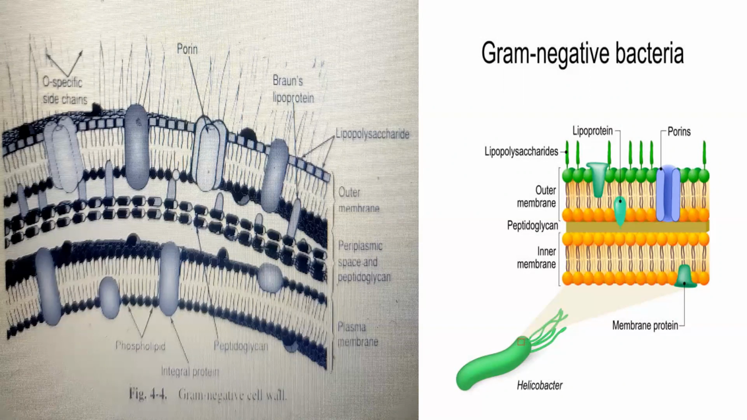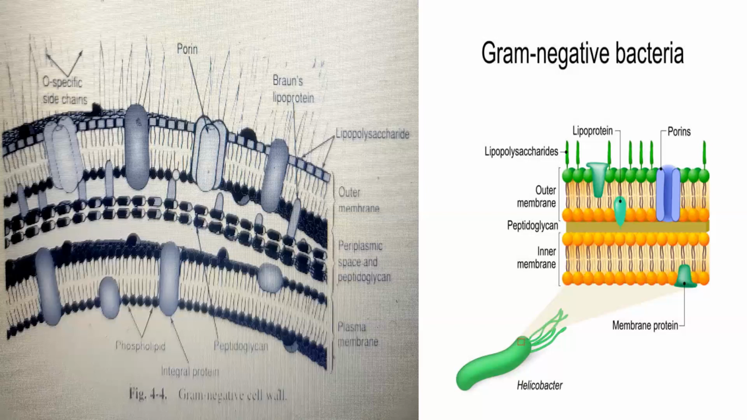The outer membrane is made up of lipopolysaccharide, and in this lipopolysaccharide, we have proteins which act as channels. We have porins, and O-specific side chains for antigenic activity. Again, the plasma membrane is composed of phospholipids, with integral membrane proteins in between. Then above, we have the periplasmic space and 1 to 2 layers of peptidoglycans. This peptidoglycan is made up of NAM and NAG, N-acetylmuramic acid and N-acetylglucosamine. Again, this is connected with the outer membrane.